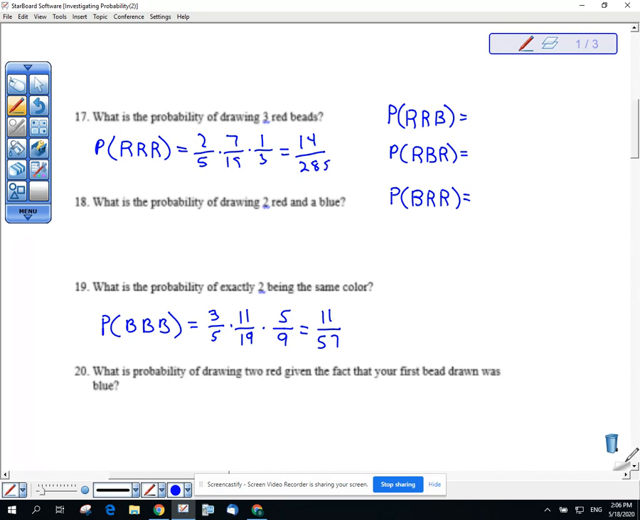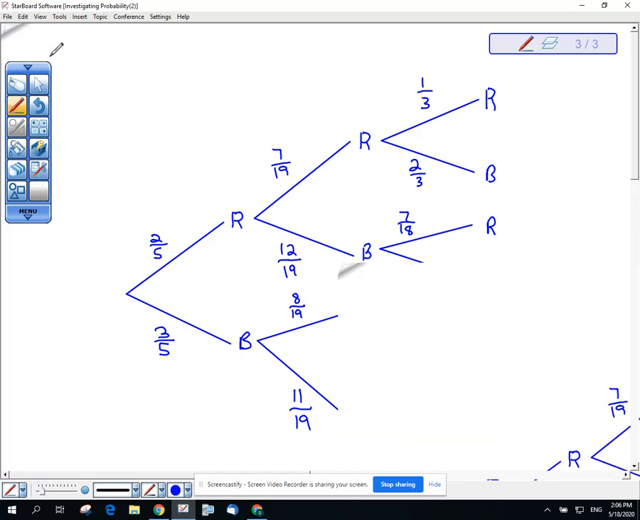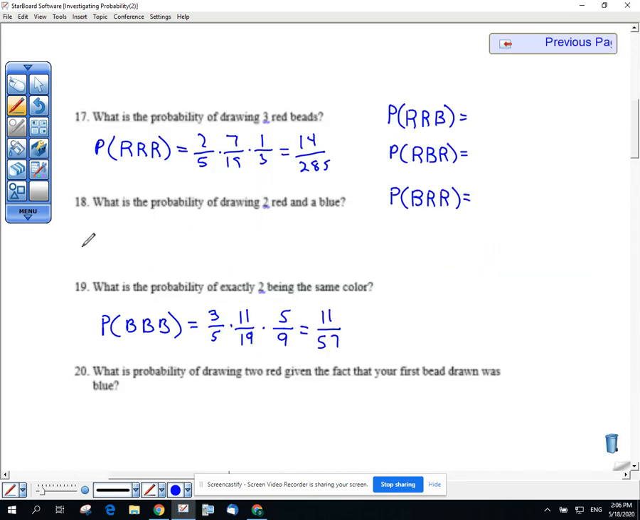Okay, and again, just so you understand, I'm looking at the tree diagram and I'm multiplying these three numbers because it was asking about red, red, red. 2/5 on the first one times 7/19 to get another red times 1/3 to get a third red. And that comes out to 14 out of 285, which is about 5%.